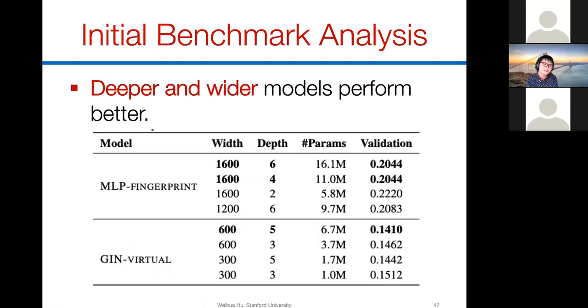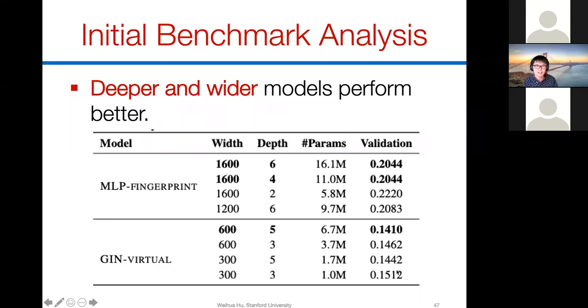Another observation is that on this task, model size really plays an important role. Deeper and wider models, GNN or fingerprint MLP, perform better. We trained the GNN with 5 layers or 3 layers, and made the width either 600 dimensional or 300 dimensional. And we see that the largest model really outperforms the other models significantly.